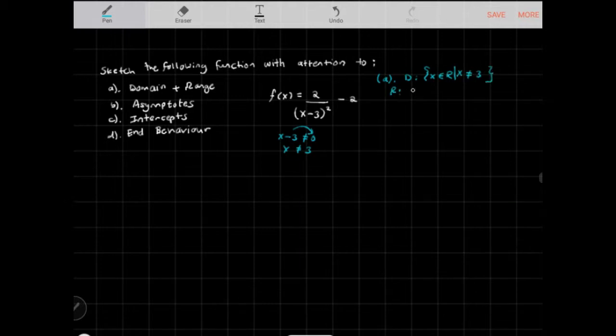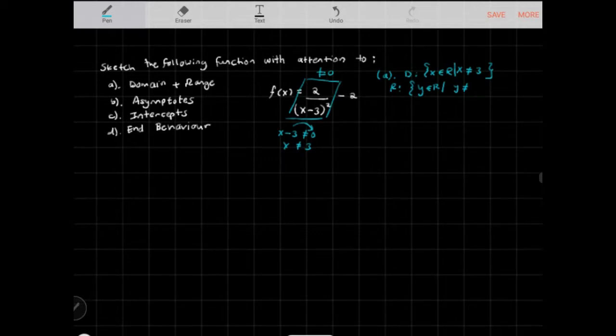Let's take a look at the range. And you can notice that this is really the same methodology as when we looked at the linear reciprocal functions. So when you're looking at the range, you can notice that this fraction here can never equal 0, because the only way to make a fraction 0 is if the numerator is 0. And as a result, you can notice that y belongs to all real numbers, but y cannot equal 0 minus 2, so y cannot equal negative 2. Okay, so that's also very important to understand, right?